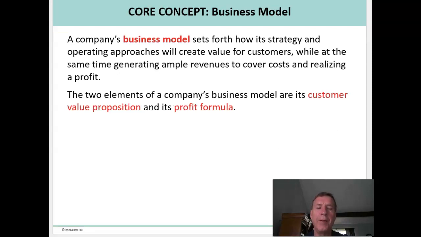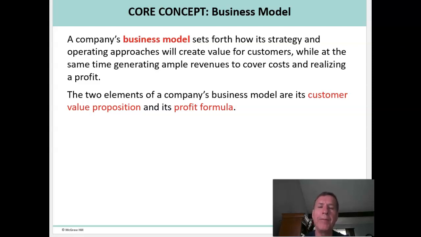Now, the two elements of a company's business model are, one, the customer value proposition, which is going to lay out the company's approach to satisfying the buyer. What does the buyer want? What does the buyer need? And is it going to be at a price that the customer considers good value, right? One thing I like about agile management is that it has a theme which is delight the customer. And it very much is applying that aspect in any model that you use.